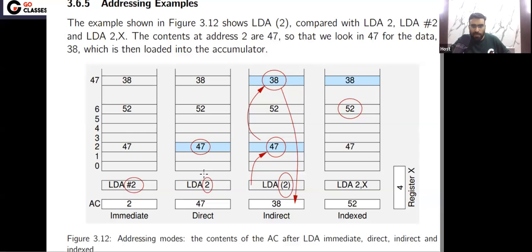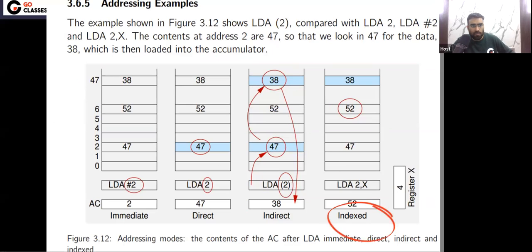In the direct mode, what will happen? In the direct, this is the effective address. If you go there, you will find your operand. So you will load 47. In the indirect, what will happen? In the indirect, you go to 2, you will get the effective address. You go there, and you will find the operand. So 38 you will load in the accumulator.